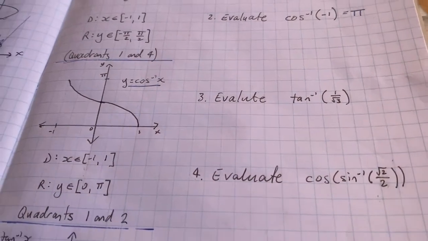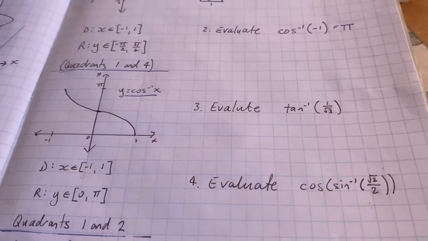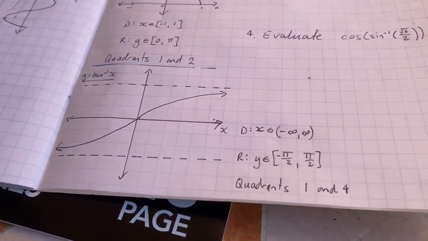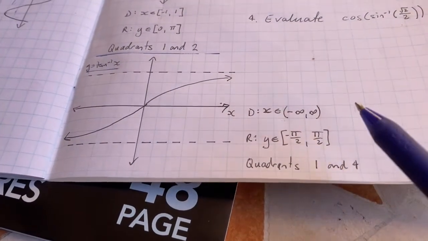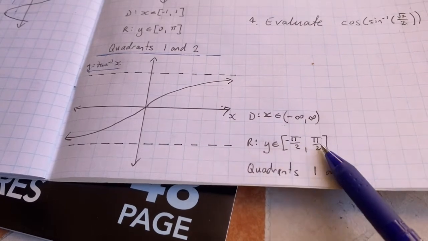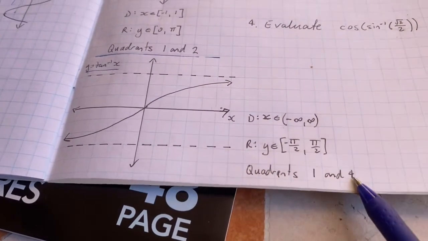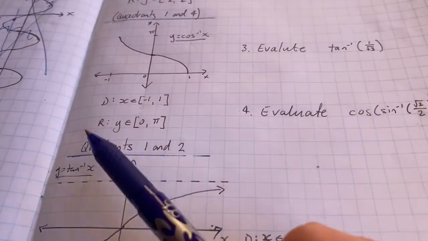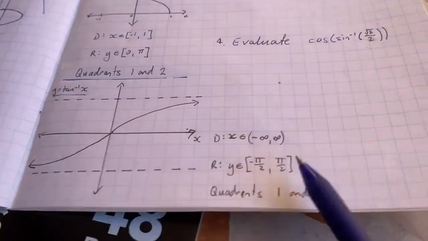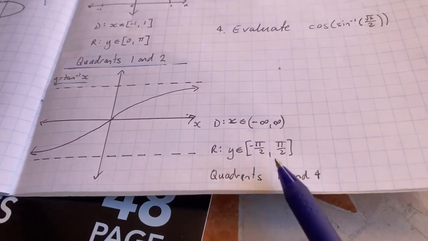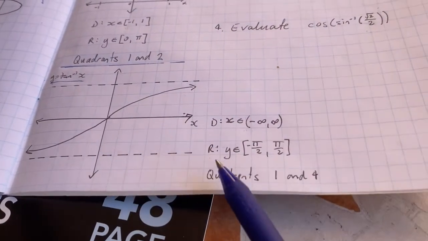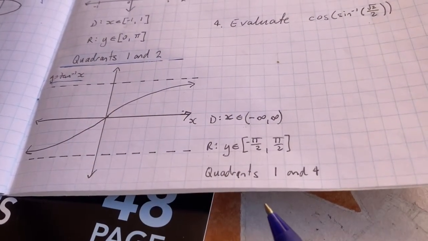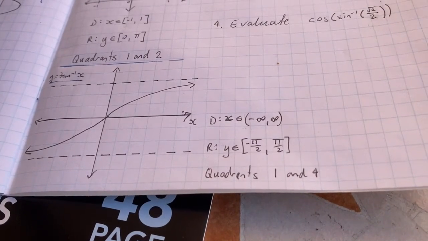So this next one is tan inverse 1 on root 3. Here's our tan inverse function down here. Again, it's got the same range as our sine inverse function, so it's quadrants 1 and 4 again. Remember, cos inverse was quadrants 1 and 2, it was 0 to pi. This is quadrants 1 and 4. So sine and tan, the odd functions, are both quadrants 1 and 4. Cos is an even function, that's 0 to pi, and that's really important to remember.